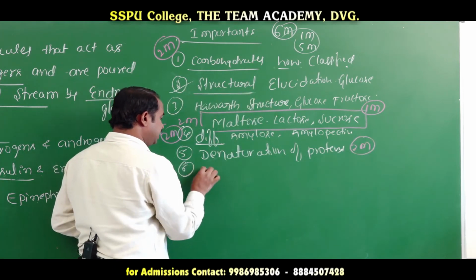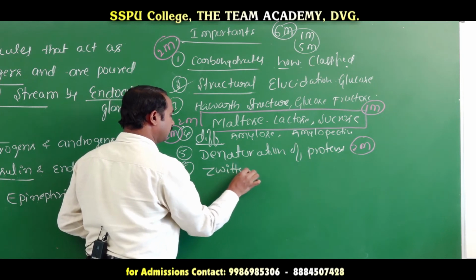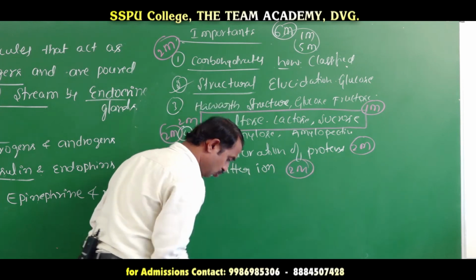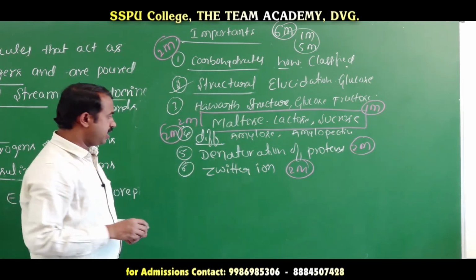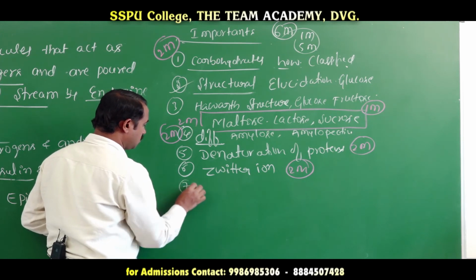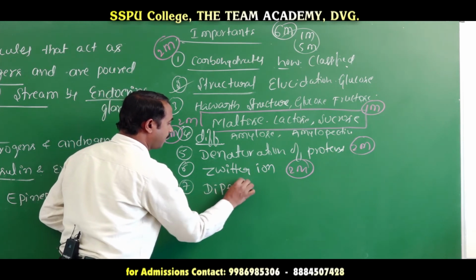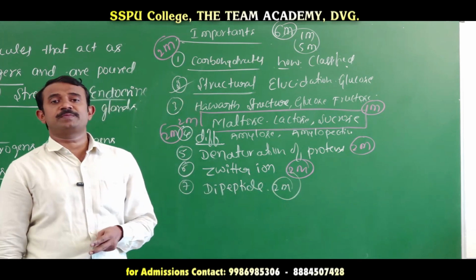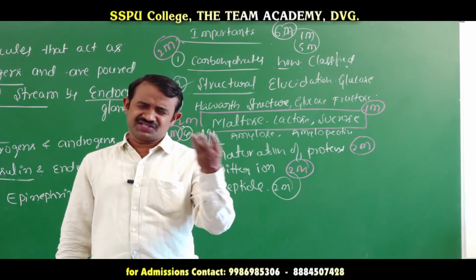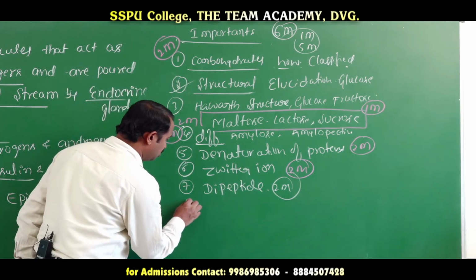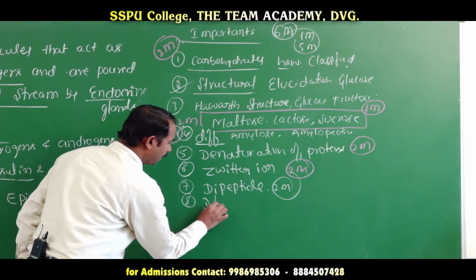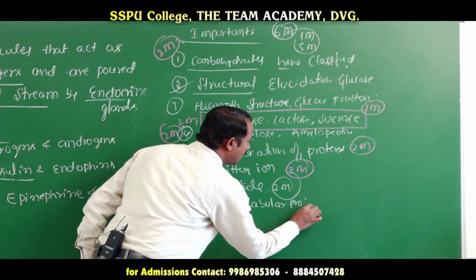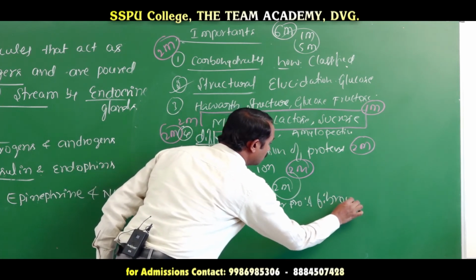Next, what is deuterion? Write the equation of deuterion. These are 2 marks questions. Next, what is a dipeptide? This is also a 2 marks question. Write the equation of a dipeptide, taking an example such as glycine and alanine, or the general equation. Next, what is the difference between globular protein and fibrous protein?